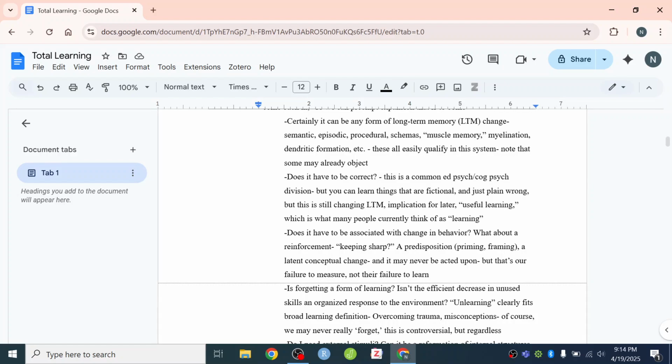Unlearning, as you might say, clearly fits a broad learning definition. When we learn, so to speak, that incorrect phone number, we have to go back to our friend and ask them for the real phone number, which we wrote down incorrectly, we misheard, we forgot. And not only do we have to learn that new phone number, we have to unlearn what we thought was the real phone number. We have to forget it, we have to bury it.